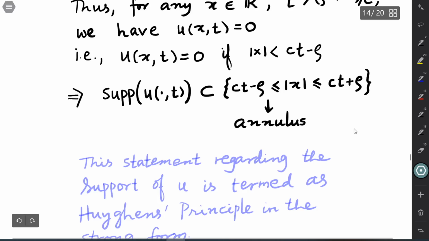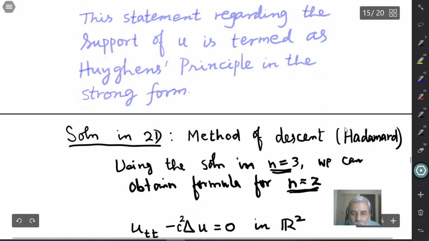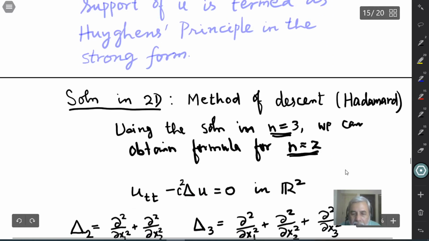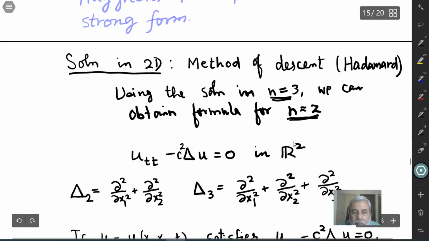So we'll start the discussion of the two-dimensional wave equation. In the previous class, using the Kirchhoff formula, we also observed some qualitative properties like the domain of dependence of the solution, the range of influence of the initial data, and Huygens' principle, etc. Okay. So now we start the discussion of the wave equation in two dimensions.